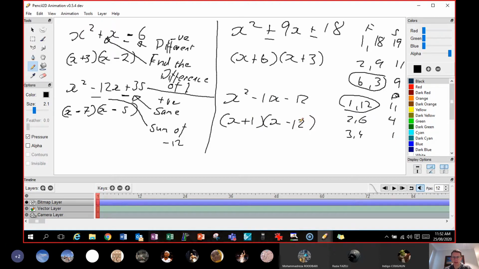If you expand that out, it gives you a negative 12, and that will give you the x squared. You can always check if you got it right. This will give you positive 1x, minus 12x will give you negative 11x.